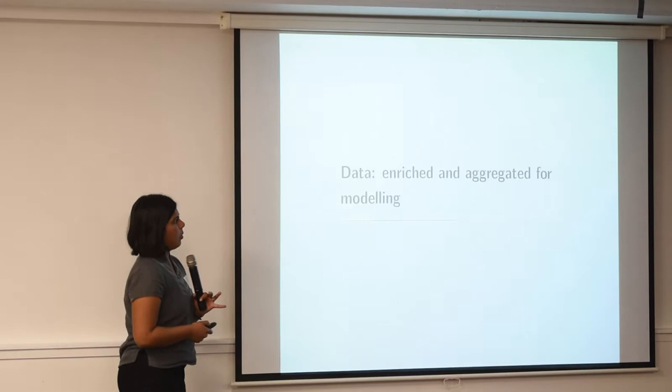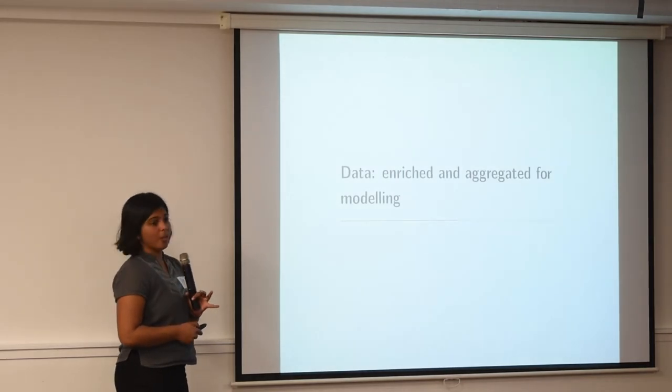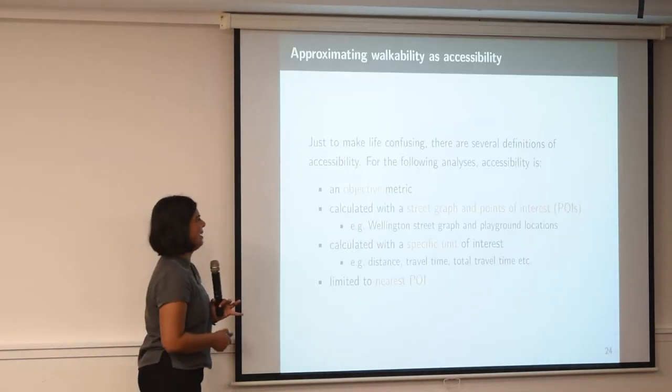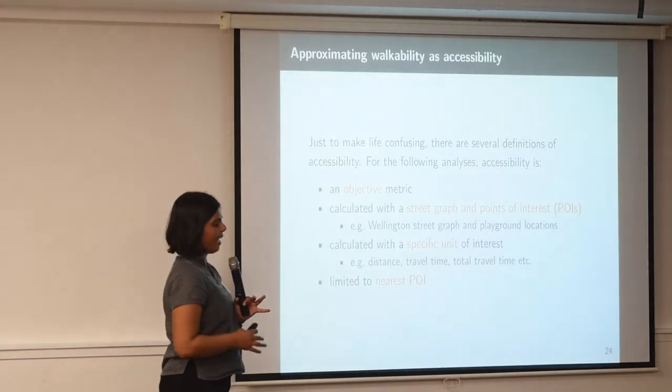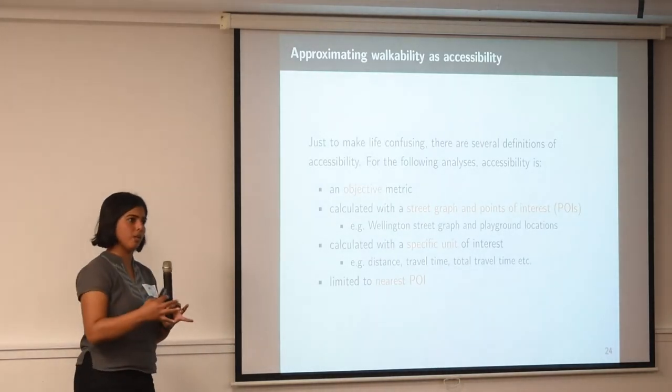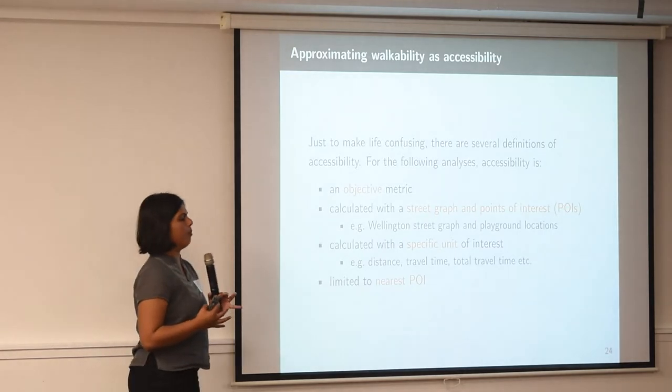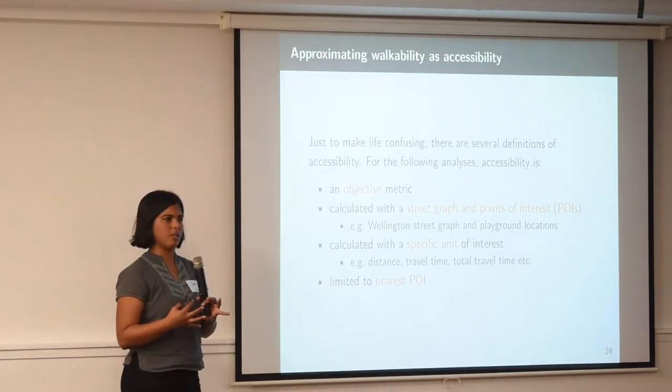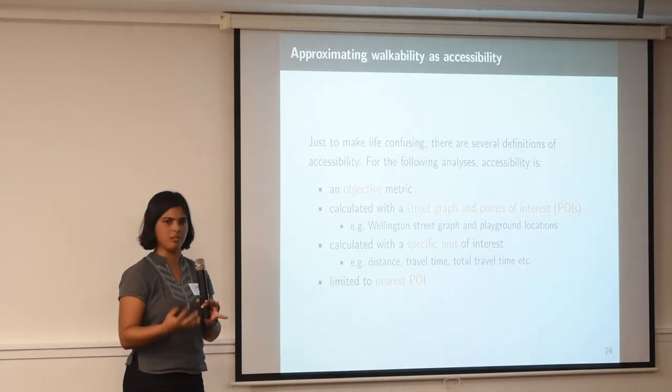Cool. I still have to do some more stuff with data, but this is the cool stuff. So we have all of our primitive data. We've reduced our map to a street network. But that's not really the full story. We still need to be able to say, what is walkability? How do you measure it?